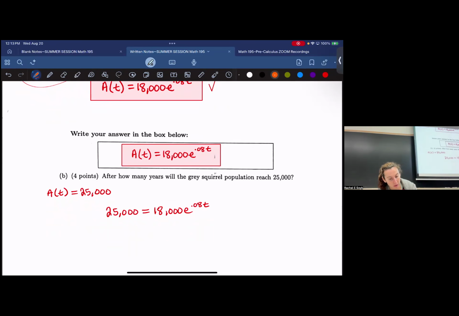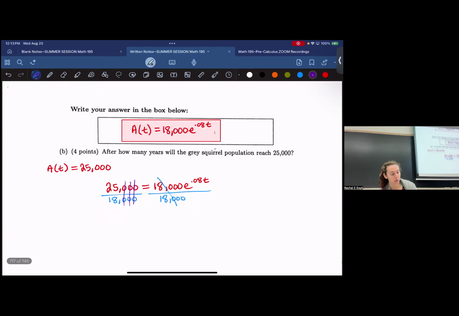We're going to divide both sides by 18,000, which actually can be simplified. Both of them end in 3 zeros, so straight off the bat, we can cross out those last 3 zeros. So we're essentially just looking at 25 over 18 is equal to e to the 0.08 t.